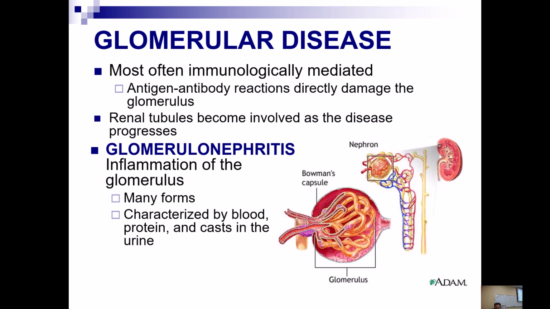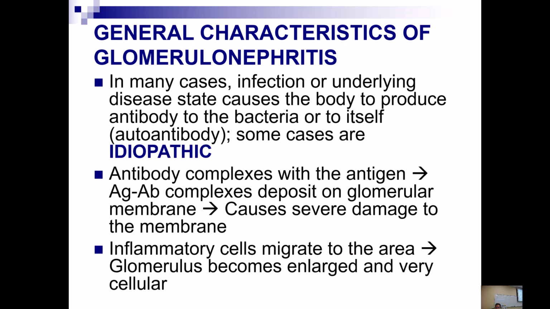So with glomerulonephritis, we get this inflammation of the glomerulus, the colander or the sieve, the holes get bigger, and larger molecular weight things start getting through the glomerulus into the glomerular filtrate, which is going to end up in the urine. A couple of characteristics of glomerulonephritis. Oftentimes it's caused by an infection or underlying disease state, and you get an antibody to a bacteria, and sometimes it's an antibody to self, so it's an autoantibody. Some cases are considered idiopathic, and what that means is they really don't know what the cause is, but you end up getting inflammation of the glomerulus.